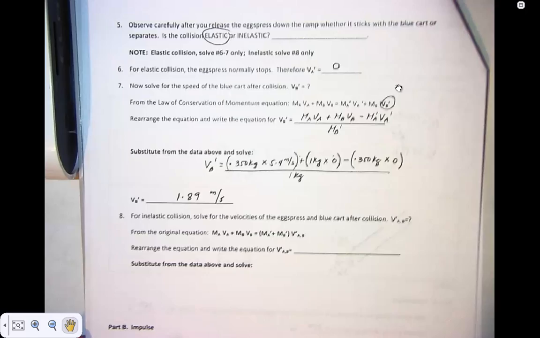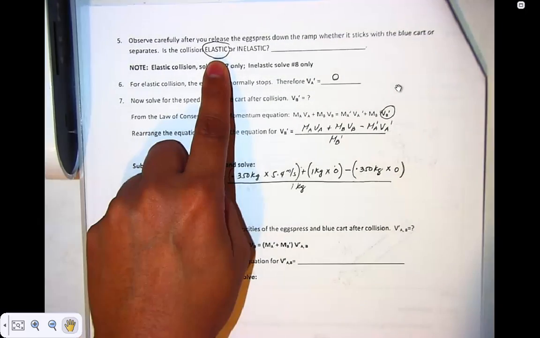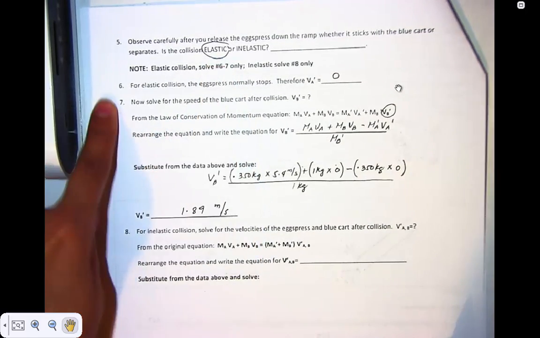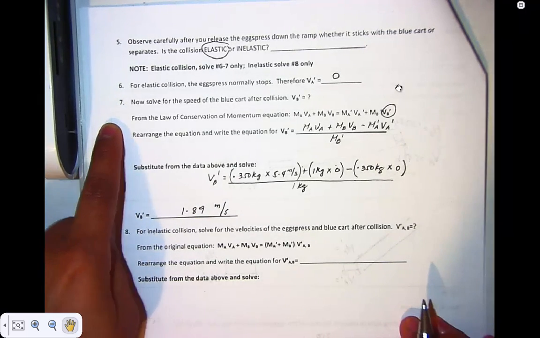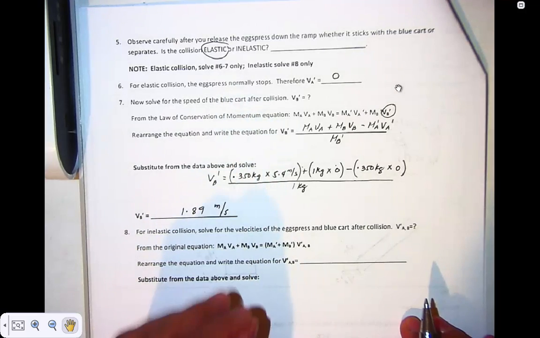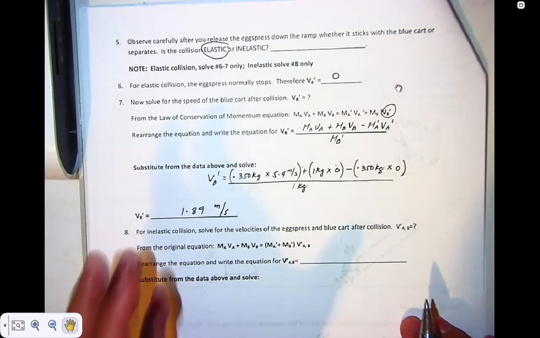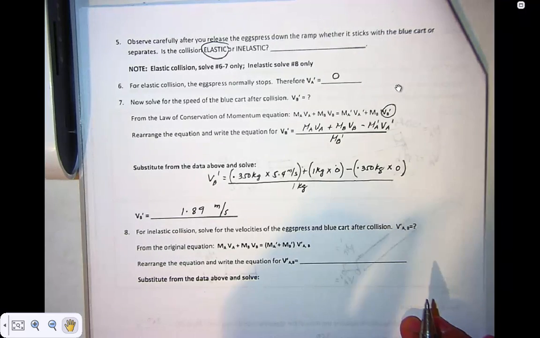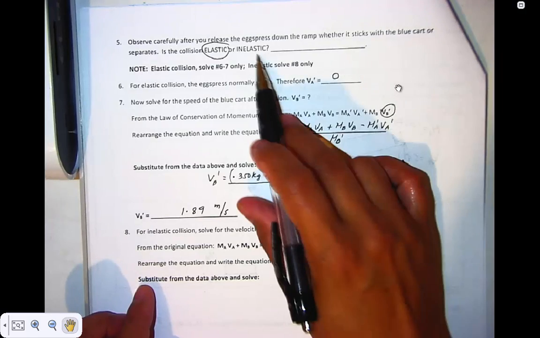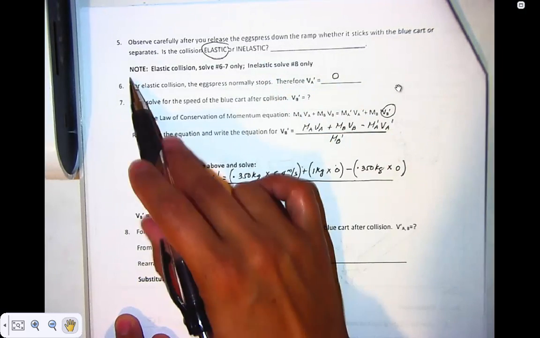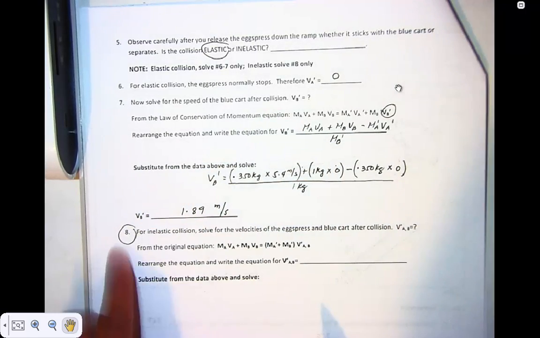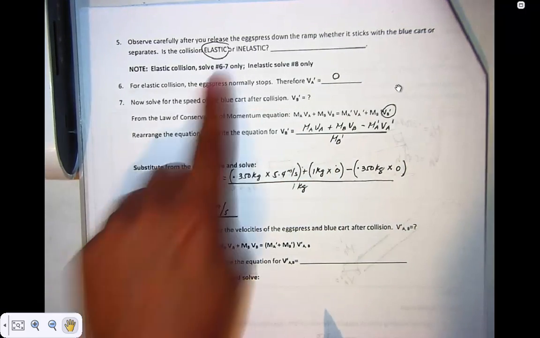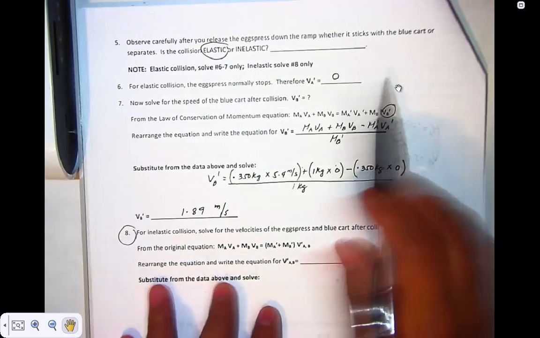Okay, most likely your collision will be elastic, so you will only answer numbers 6 and 7. If after collision your projectile stuck with the blue cart or went over the blue cart and then they moved together, entangled, then that would be inelastic, and you will skip 6 and 7 and do number 8. Now you will check with me if that happens, but most likely it will be elastic.